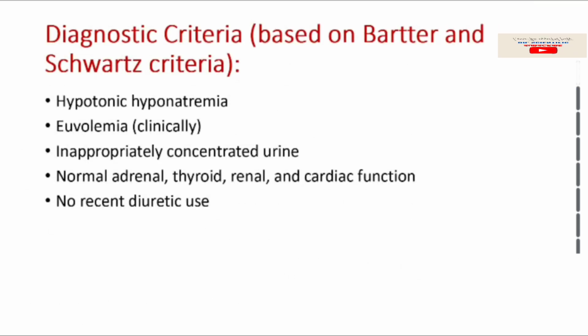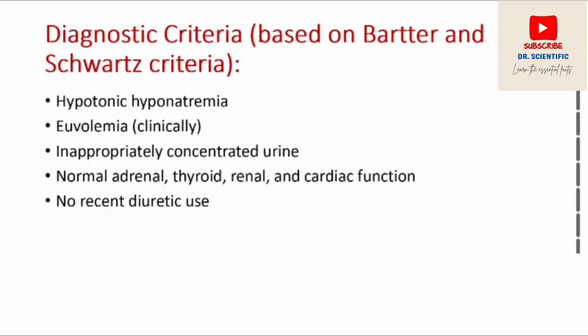Let's continue. So there is a criteria that is being used to diagnose this SIADH, that is hypotonic hyponatremia. These things I've already explained, like hyponatremia, the low concentration of sodium levels. Euvolemia is just the normal blood volume. We have hypovolemia, that is low blood volume. Then you have euvolemia, then hypervolemia.